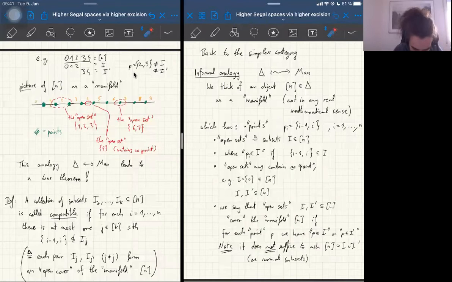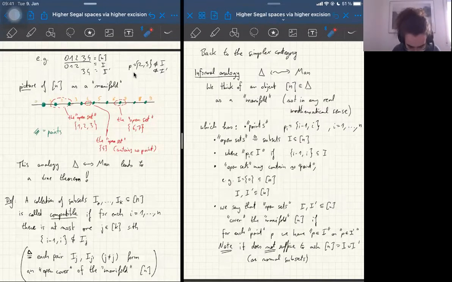So the points of my manifold are going to be pairs of adjacent elements. For instance, this green point on the left, it's the point 0, 1. And then I have the 1, 2, which is this point here, and so on. Then I declare an open set in my manifold to just be a subset of my n. So for instance, here I have the open set 1, 2, 3.